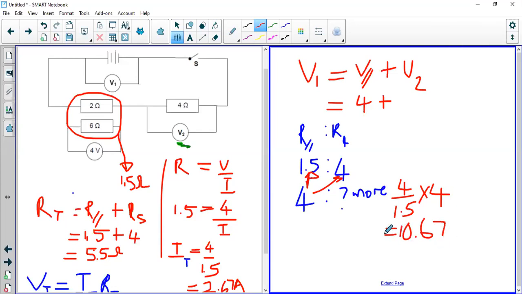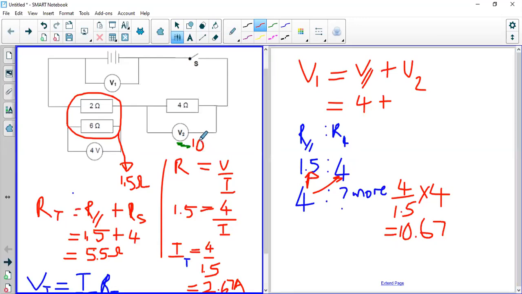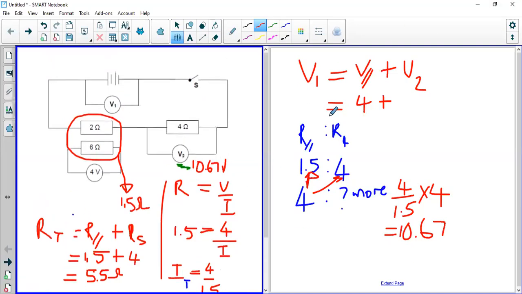So 10,67 is the voltage that is flowing across V2. So here I've got the voltage, 10,67. That's the voltage here, in volts. But now I need the voltage across V1. Am I right? That's what we're looking for. Let me just double check on this question here. I think it should be V1, yes, V1, which is across that.